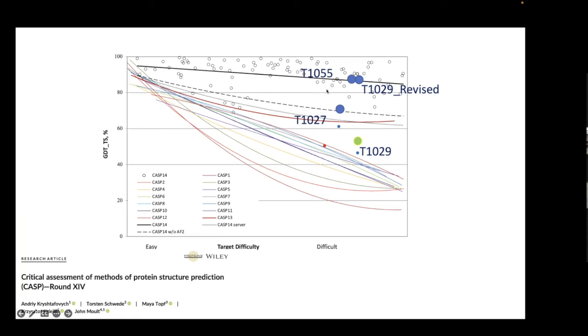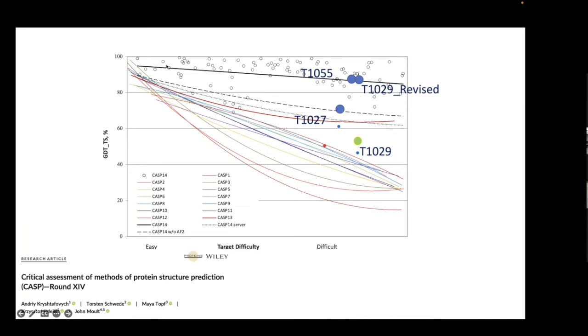80% means about 1.5 angstroms RMSD. And many over 90%. The average was about 90%. That's under 1 angstrom RMSD. And then also what you see here, the dashed line, that's the result for all participants in CASP in 2014. So you could see the difference.